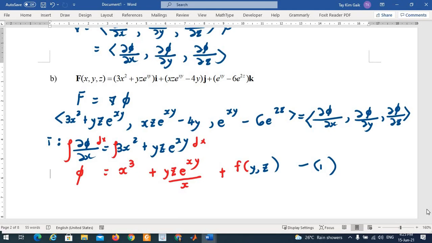For yz constant, you factor out and integrate e^(xy) with respect to x. Sorry, this was wrong, it is divided by y, since y is constant, so I get e^(xy) divided by y. So phi is x cubed plus z e^(xy) plus a function of y and z. This is the first equation.